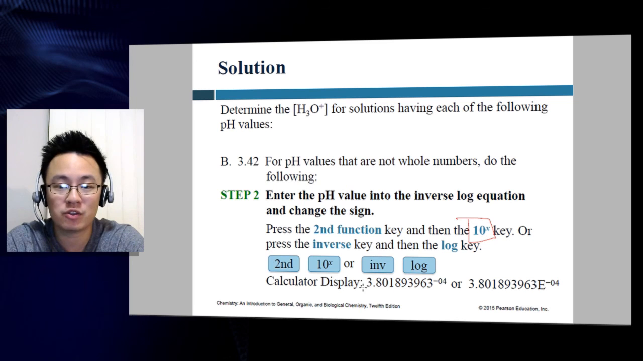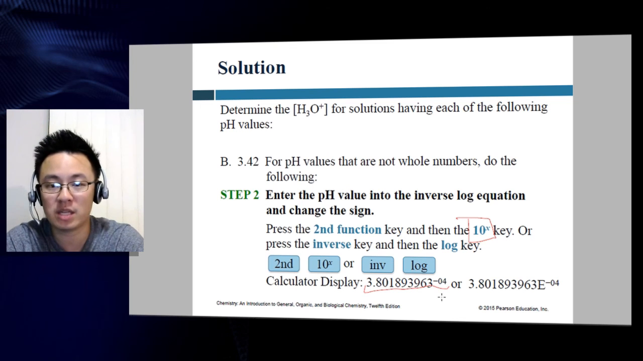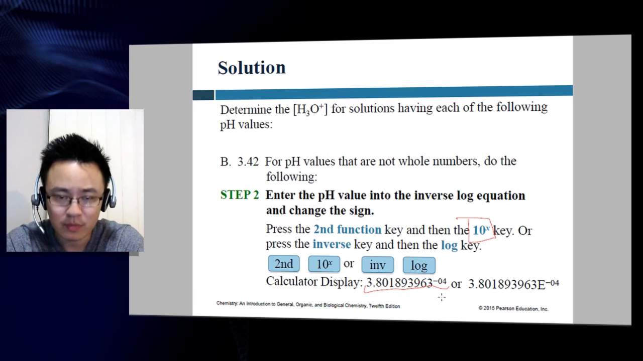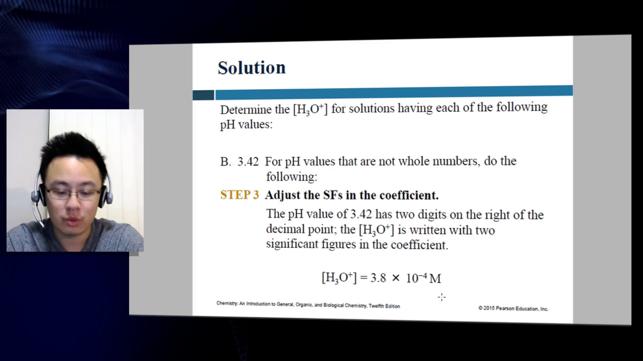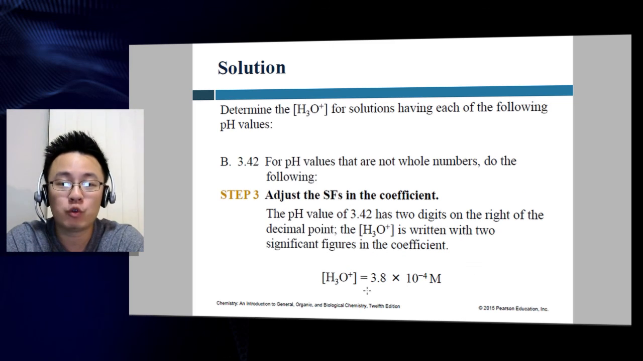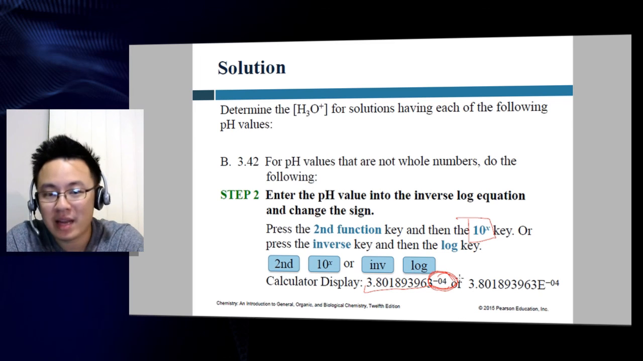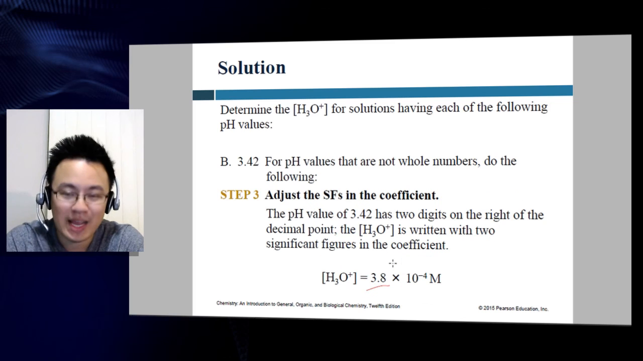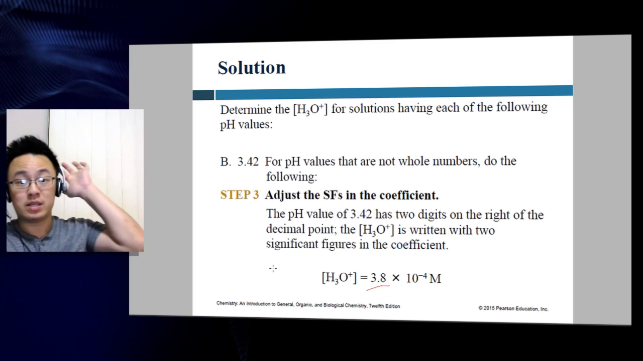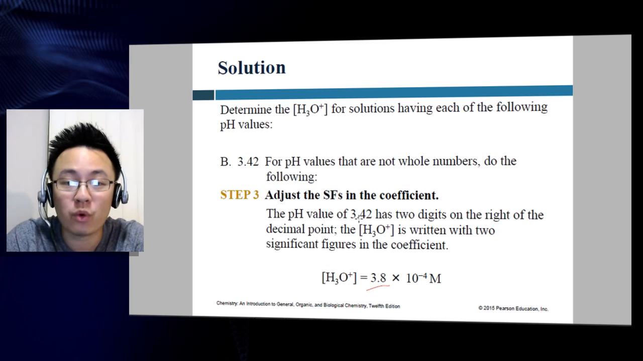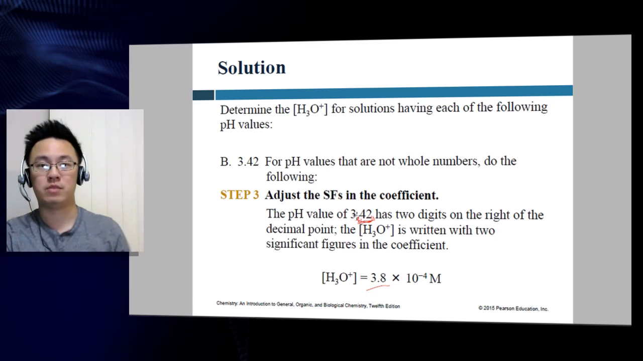The calculator is going to display a massive, ridiculous number right over there. But if we write it out on our paper, we have 3.8 times 10 to the negative 4, because we have that negative 4 in our calculator. So that's 3.8 times 10 to the negative 4, to 2 sig figs, because the pH value 3.42 has 2 significant figures after the decimal.